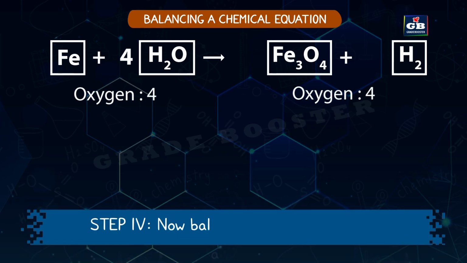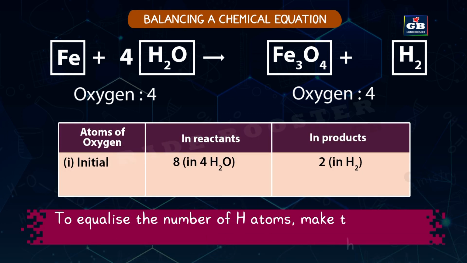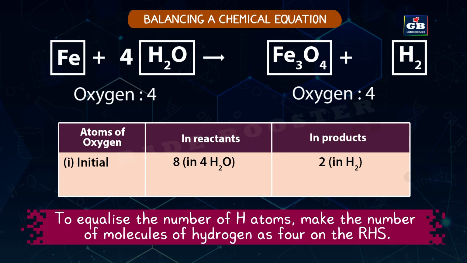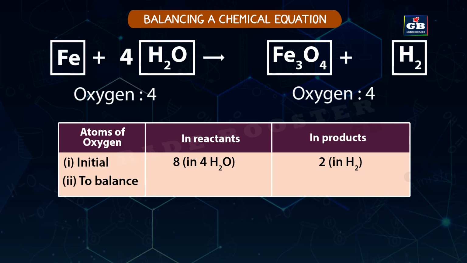Step 4. Now balance the hydrogen atoms. To equalize the number of hydrogen atoms, make the number of molecules of hydrogen as 4 on the right hand side. So atoms of hydrogen in reactants it is 8 in 4H2O, whereas in products it is only 2. So to balance it, in the products we are multiplying 2 with 4. That means we are adding 4 as the coefficient for hydrogen.